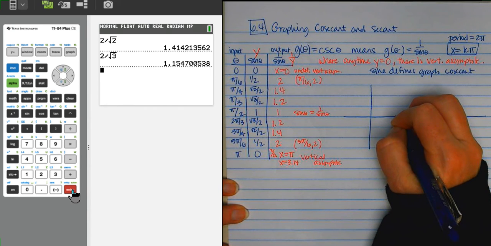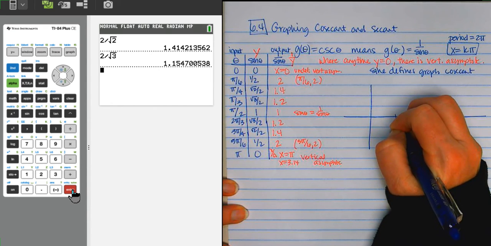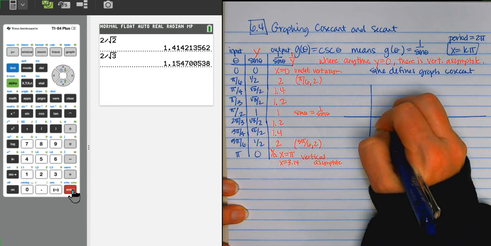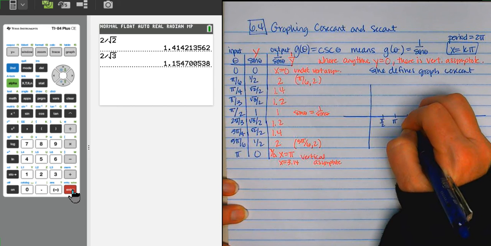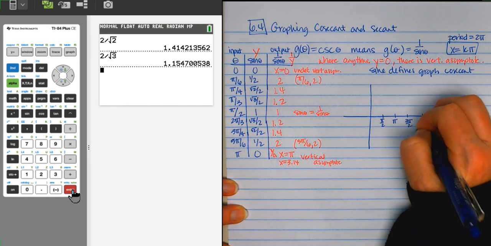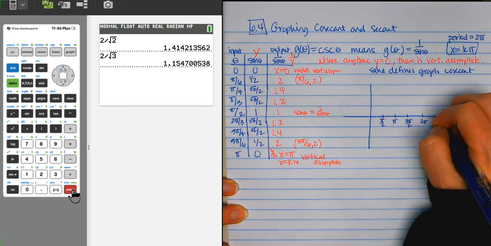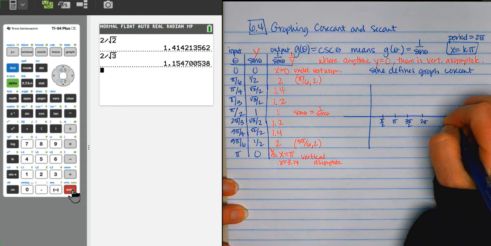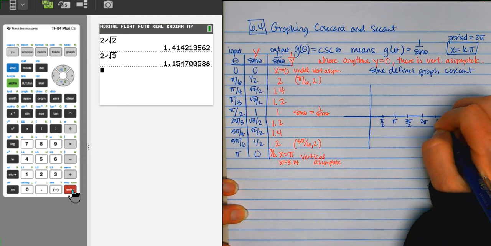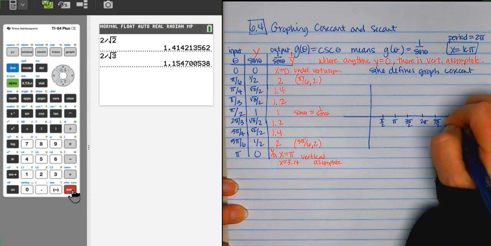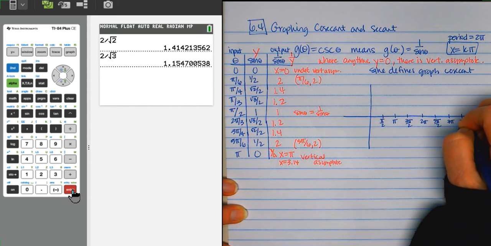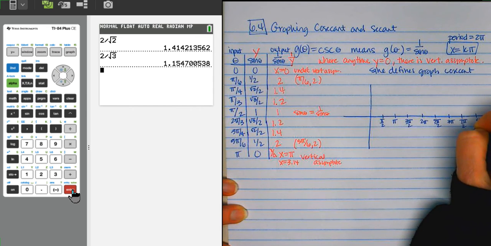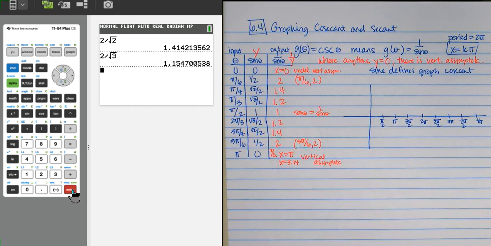So I'm going to do this as pi. This is pi over 2, 3 pi over 2, 2 pi. That makes this 5 pi over 2, 3 pi, 7 pi over 2, 4 pi. So I'm going to do 2 periods of this.